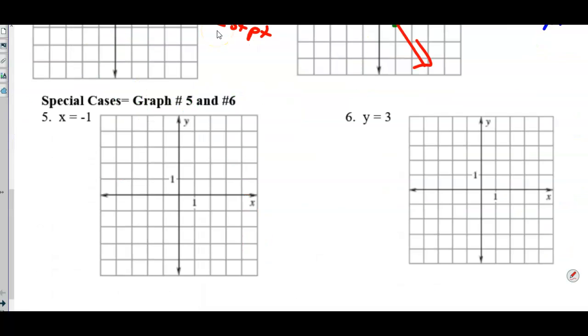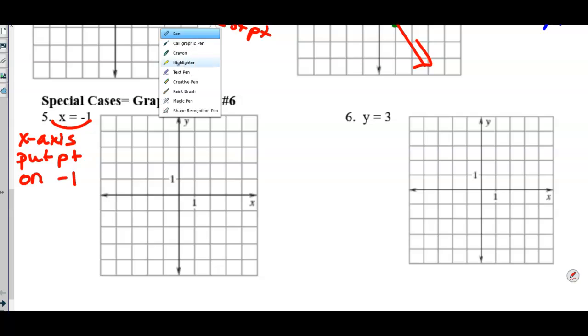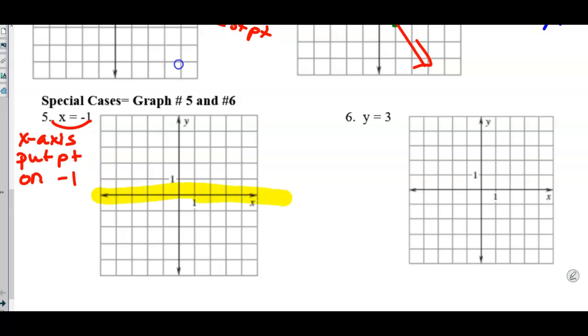So my special cases are like this. When I have an x equals, that means I go to my x-axis, and I put a point on -1. So my x-axis is here, this way, right? It's labeled. Here's my x-axis. And I just go over to -1, which would be this way. This is +1, so I want to be at -1. I put my point there, and then when it says x equals, you need to remember this. We draw a vertical line.